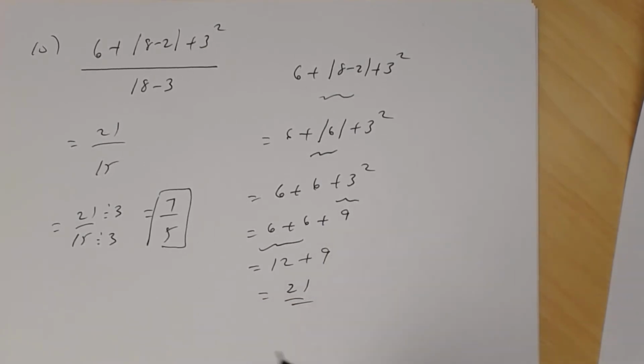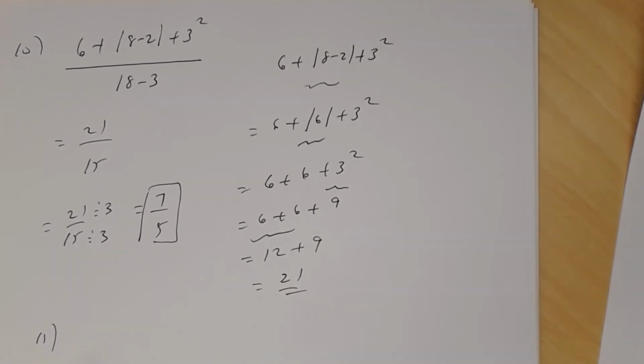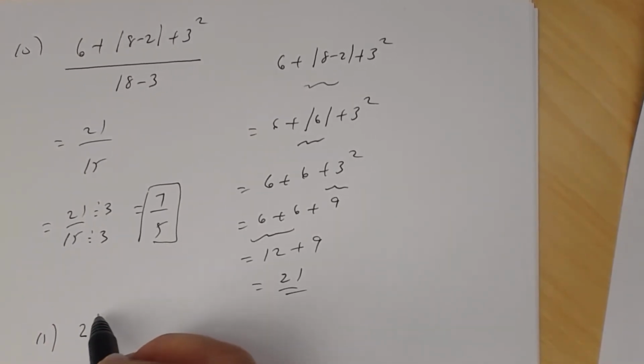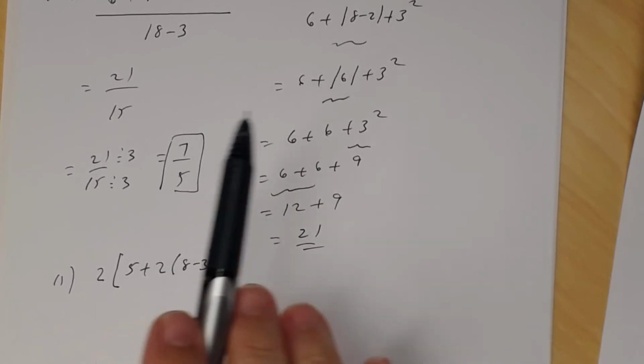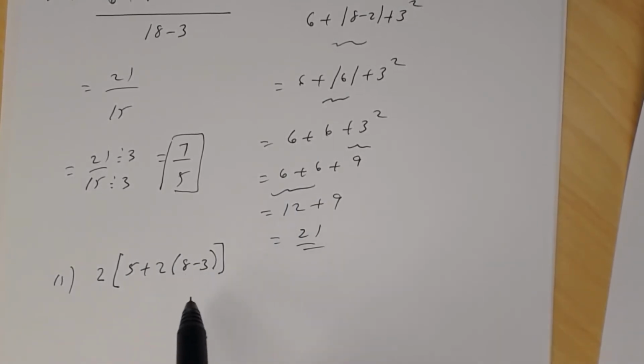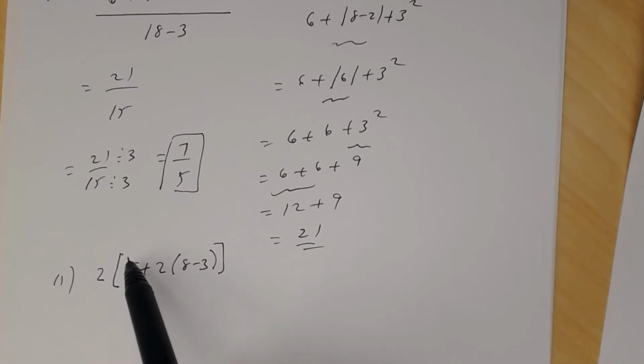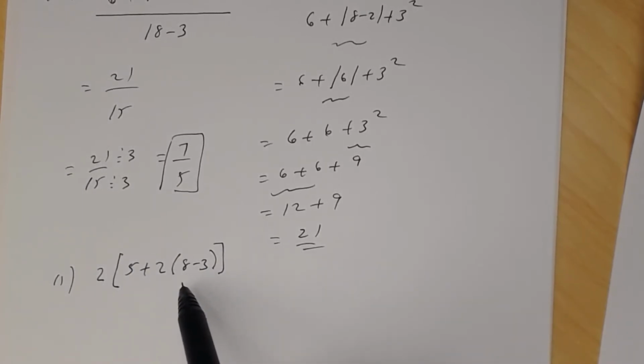Okay? All right, number 11. Okay, so number 11, let's suppose you had this. Suppose you had 2 times 5 plus 2 times 8 minus 3, parentheses, and then bracket. Okay? All right, so here, remember, in all the others part, if you had a grouping symbol, you only had one. But notice here, you have 2 sets of grouping symbols. You have a bracket, and you have parentheses.